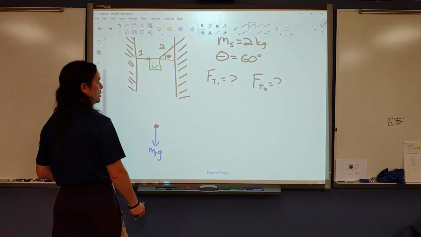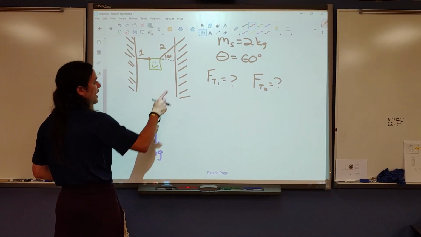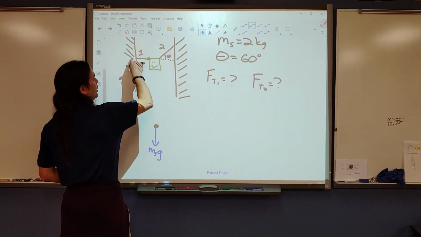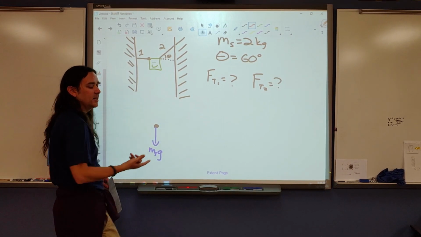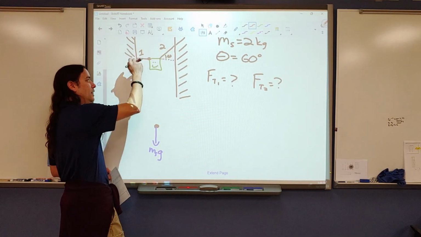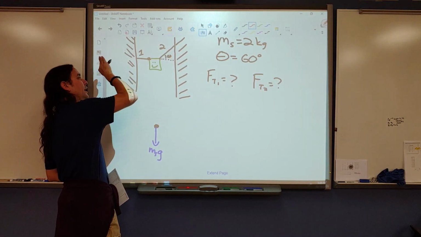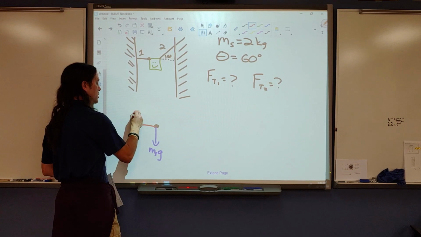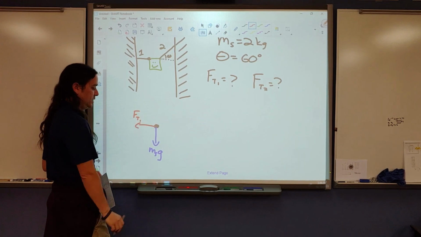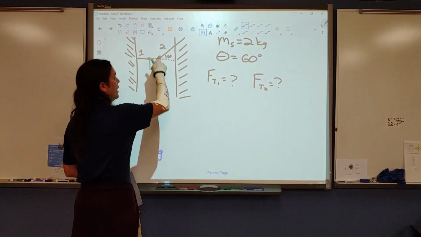Okay, now we get to the interesting part. We have a force of tension. We have several forces of tension. FT1. I know that it is horizontal, but I don't know if it's to the right or left. Oh, but yes, I do, because a string can only pull, it can't push, and therefore FT1 must point to the left. FT1. Great.